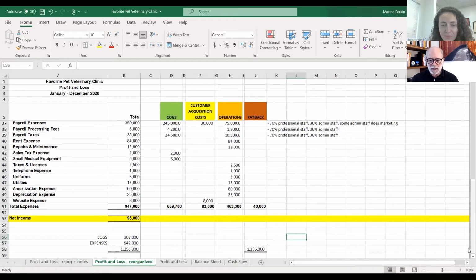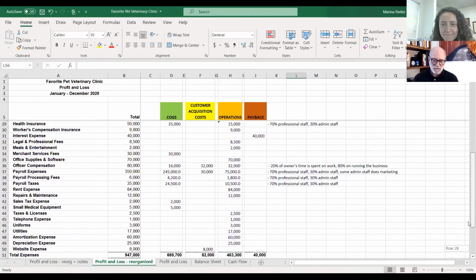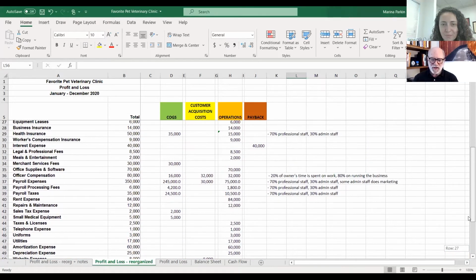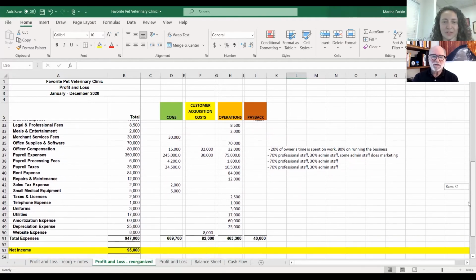One of the things, a back of the envelope way to think about your cost of goods is to say, if I increased my company by a factor of 10, if I had 10 times as much sales, which of these costs would also go up by a factor of 10? Obviously, your rent's not going to go up by a factor of 10. But your merchant fees, in this case your credit card fees, would.